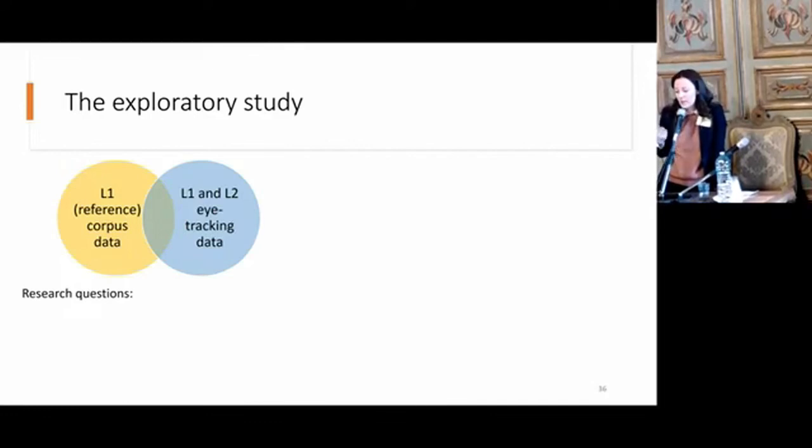And that's why I highly recommend the articles that we cite in this short presentation, because they really go into the methodology of it all.